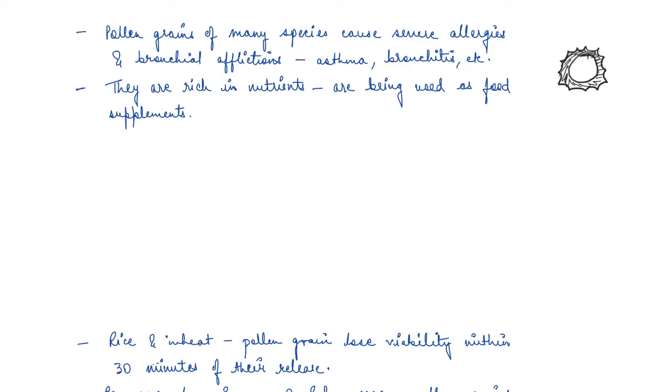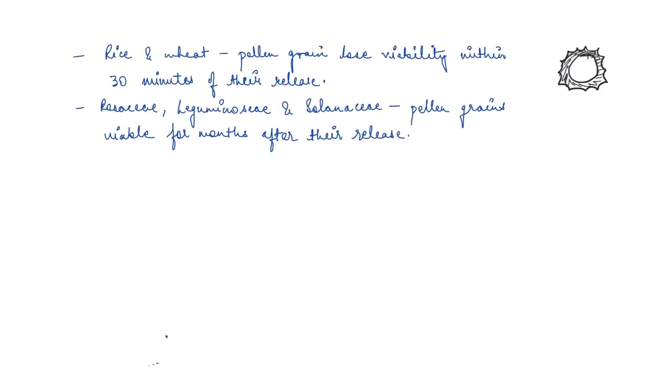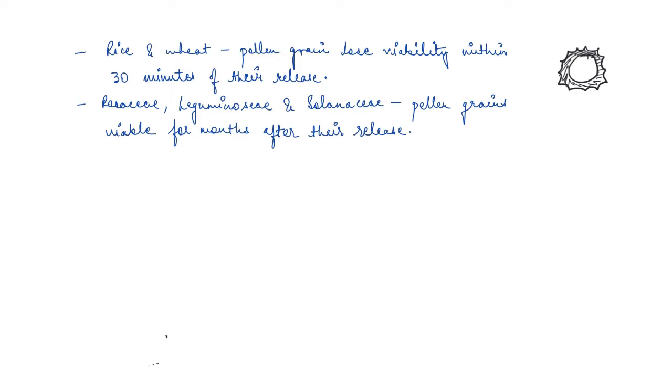Now, basically, pollen grains of rice and wheat lose viability within 30 minutes of their release. So now different pollen grains of different plants basically have their own life cycle, right? So in many plants like rice and wheat, they lose viability within 30 minutes of their release. While in some plants like many leguminous plants or rose varieties, it can be viable for months, right? But then in some plants, it's even possible to keep them for years, right?